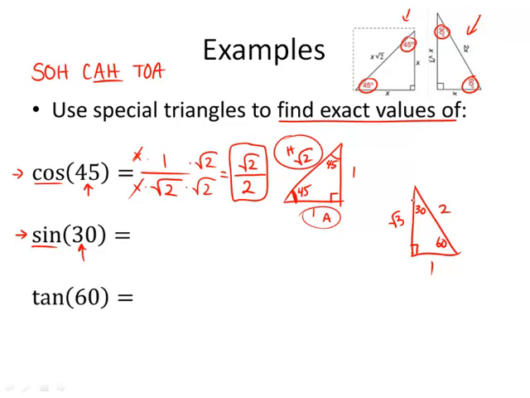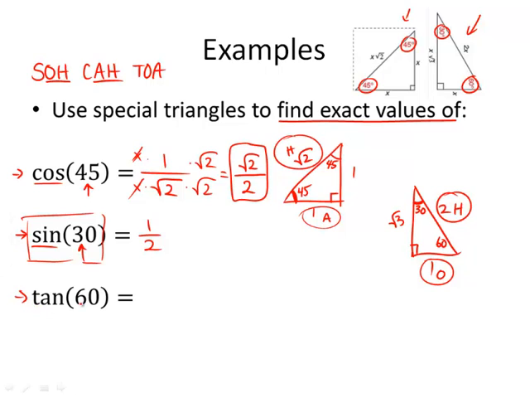So sine of 30, 30 is our reference angle, and sine relates opposite and hypotenuse, meaning we would have our opposite being 1 and our hypotenuse being 2. So that would mean that sine 30 should be 1 over 2. Hey, didn't we look at sine 30 in the previous lesson and it gave us 0.5? Well, there you go. That's exactly why.